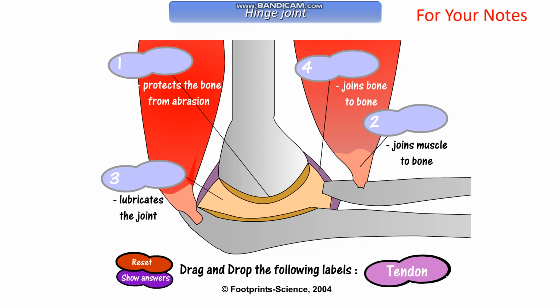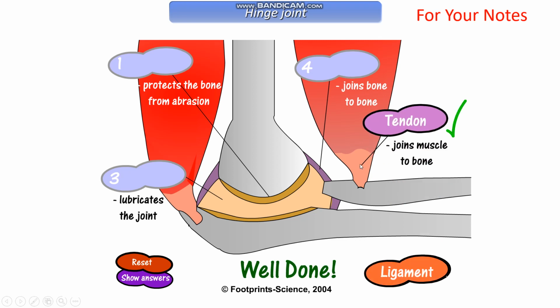Okay, so if we start off here with the tendon. Now the tendon is this part here. It joins muscle to bone, and we'll see why that's necessary a little bit later, but tendons join muscles to bone. Now, similar to a tendon, it's easy to get confused between these two, are ligaments. They simply attach bone to bone. Okay, so ligaments attach bone to bone, tendons attach muscle to bone.